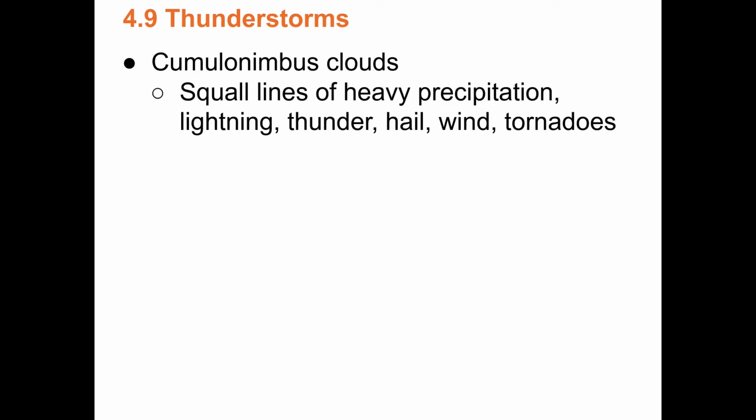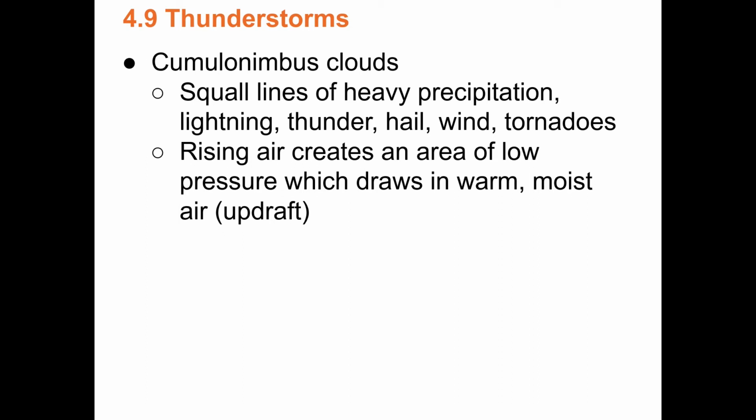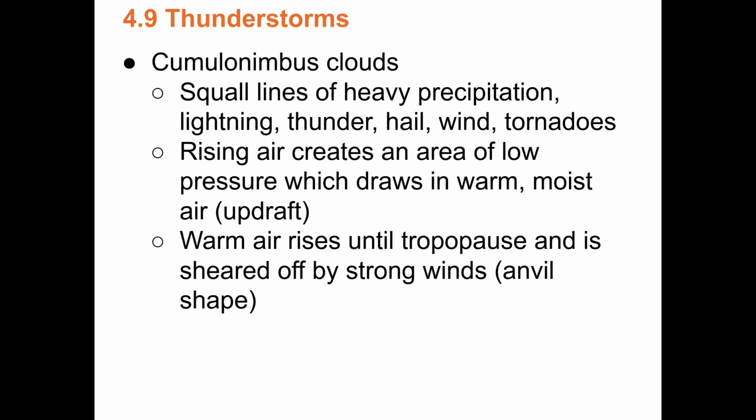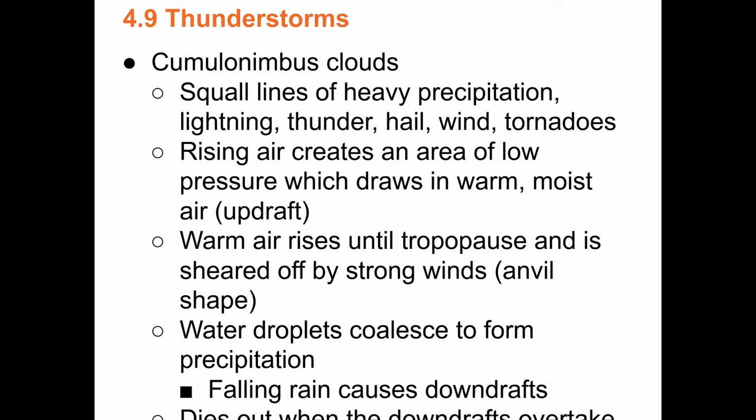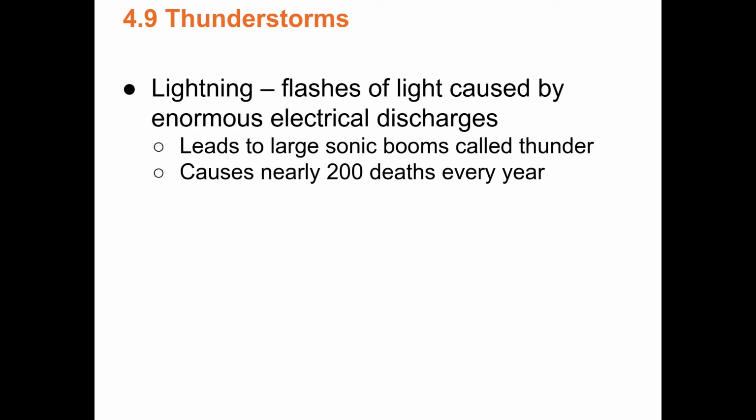Cumulonimbus clouds become thunderstorms. Lightning, thunder. You have rising air, creating an area of low pressure, which draws in more warm, moist air, which rises to the troposphere, sheared off by strong winds. You get rain. Rain makes downdrafts.